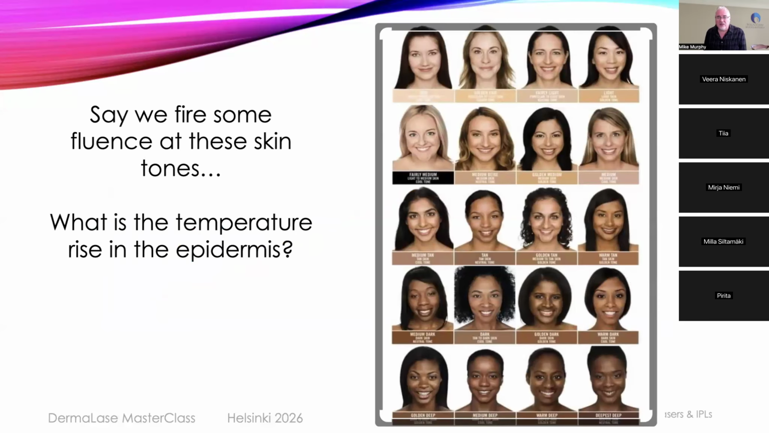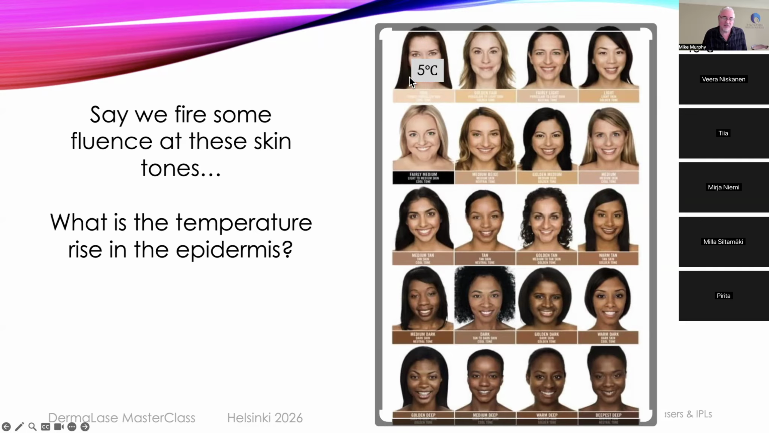But the only problem is we've got all these different skin tones from very pale up here to very dark down here. And you're going to say, so what if you fire some energy, some fluence at the skin, what are the temperature rises? Well, I did some calculations just to see what this is. So for this lady, if you fire in a certain amount of energy, a certain fluence, her skin temperature may rise by about 5 degrees.